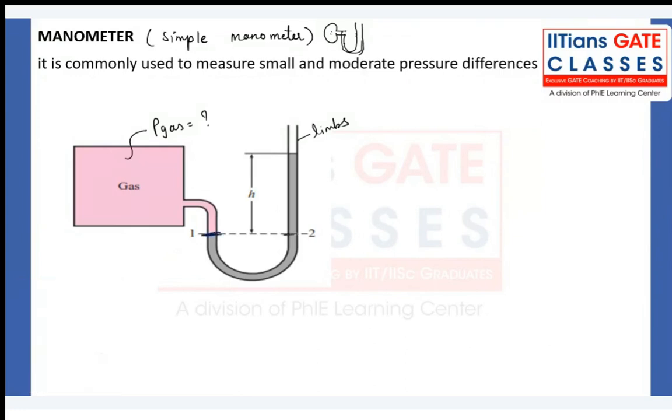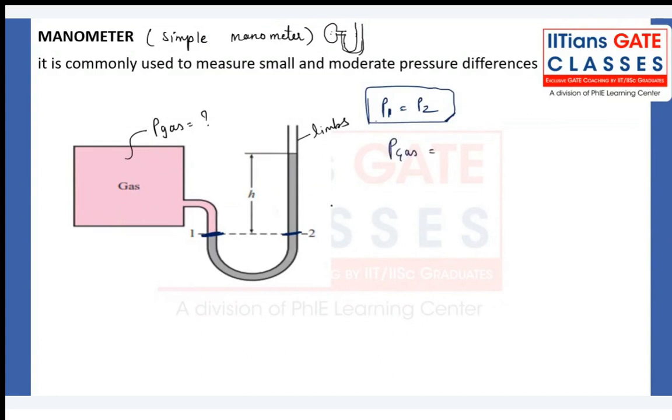Point number one and point number two, they are on the same level. So what can we write? P1 is equal to P2, right? So what is the value of P1? P1 is nothing but the gas pressure. And what is the P2 value?